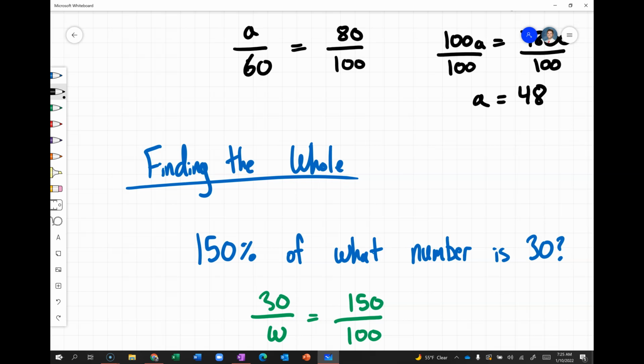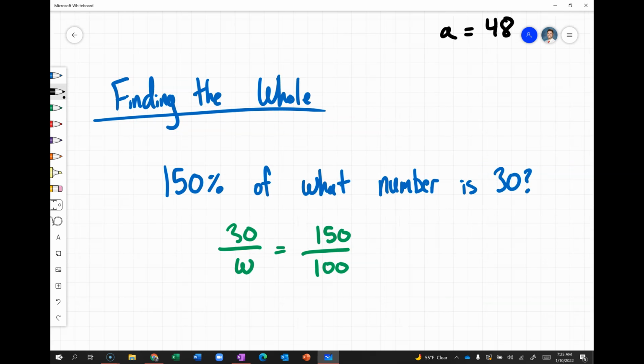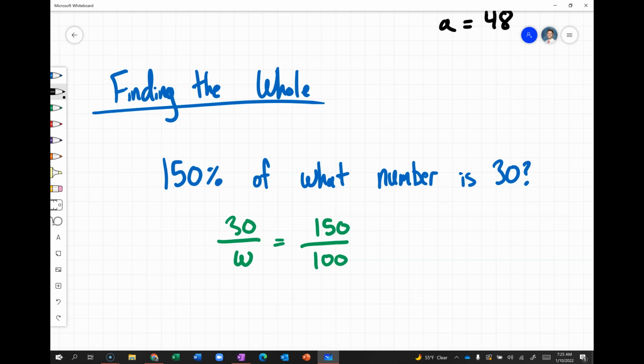Now the last thing we can find with our percent proportion is the whole. We found the percent, P, and we found the part, A. Now we can also find W, the whole. Here we have 150%, that's P, of what number, that's W, is 30. So 30 is our part, A, and we have our percent, 150. We want to solve for W: 150% of what number is equal to 30?